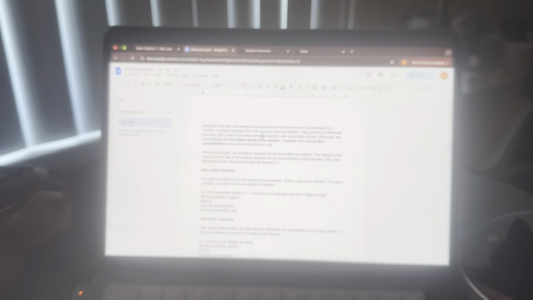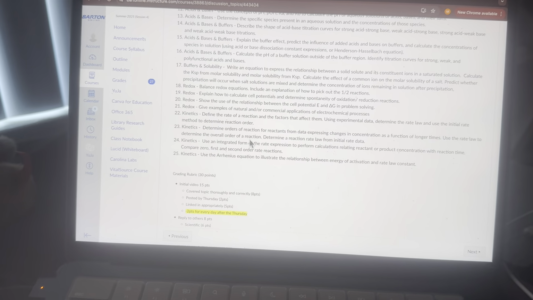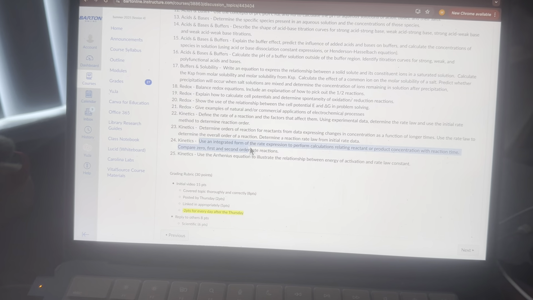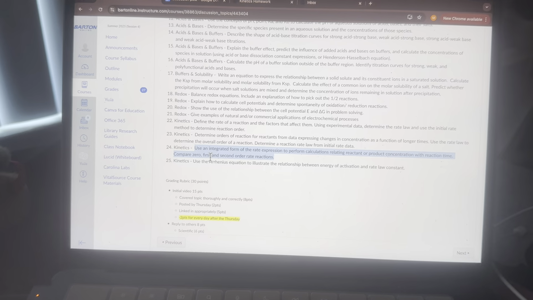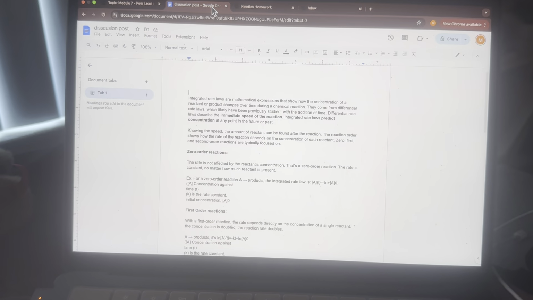Hello, my name is Mariana Frangides, and I'll be talking about topic number 24 of kinetics. Mostly we're going to be comparing first and second order rate reactions between each other.